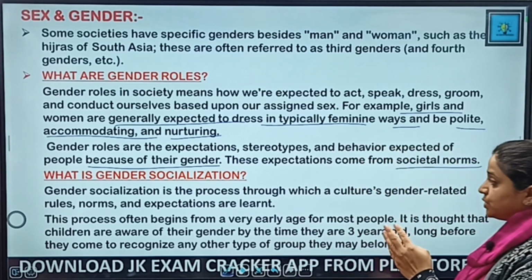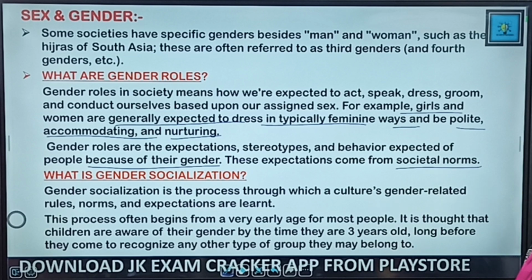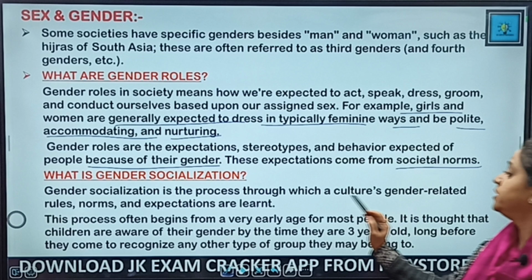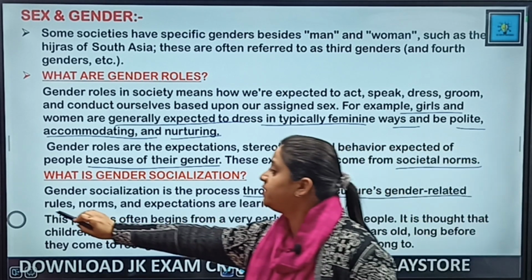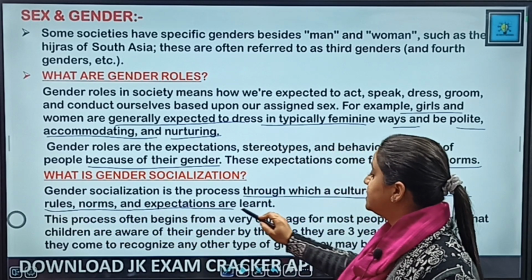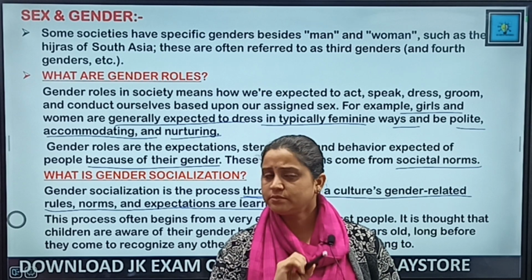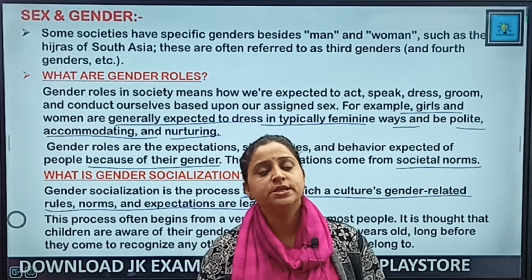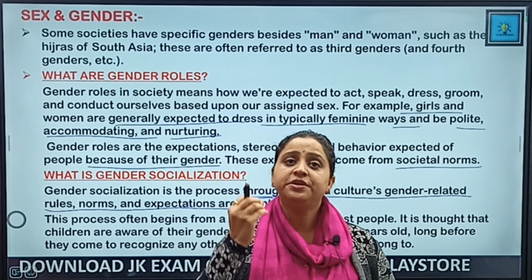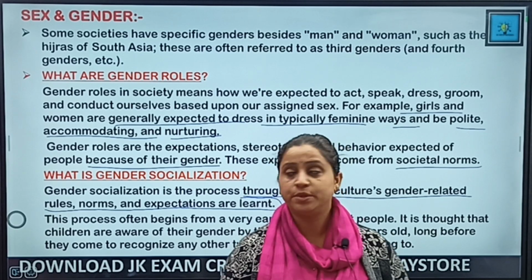Gender socialization is a process through which a culture's gender related rules, norms and expectations are learnt and taught. Gender socialization में कल्चर की जेंडर रिलेटेड रूल्स एंड नॉर्म्स को सिखाया जाता है या सीखा जाता है. अंडरस्टूड? Very simple, very clear. Gender socialization is a process through which the gender related norms of the culture are taught to its members.